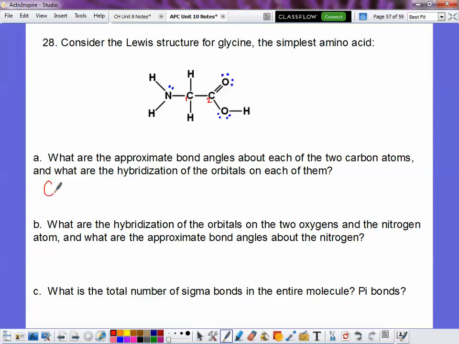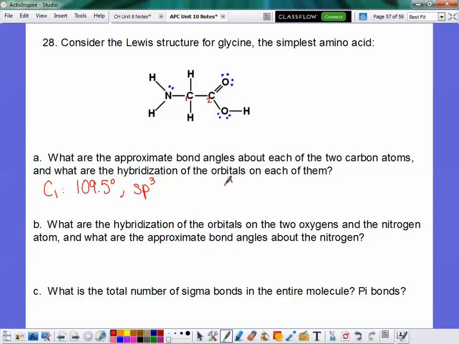So carbon 1, it has 4 things attached to it. So it's a tetrahedral molecule. So the bond angle would be 109.5 degrees. Since there's 4 things attached, it's going to be sp3 hybridized. And this is just going to come from memorization. And if you learn the reason why, it's less memorization and more learning it, but for your purposes, if you just memorize, it's fine.